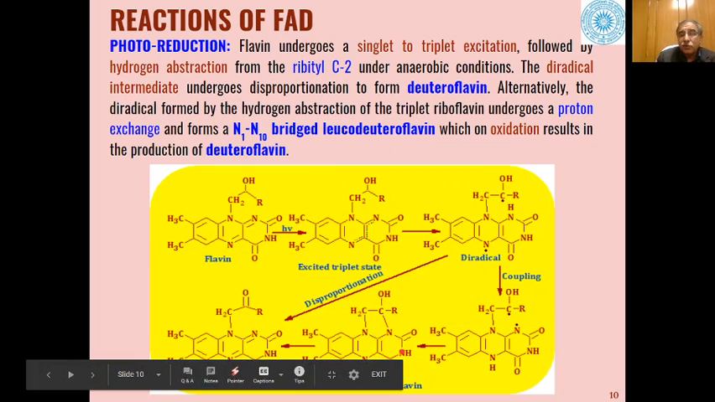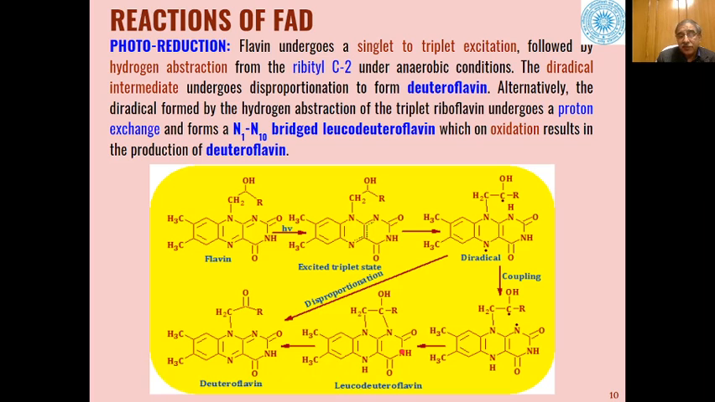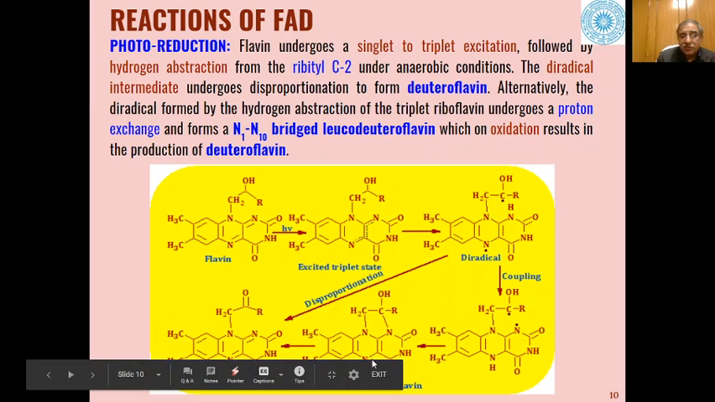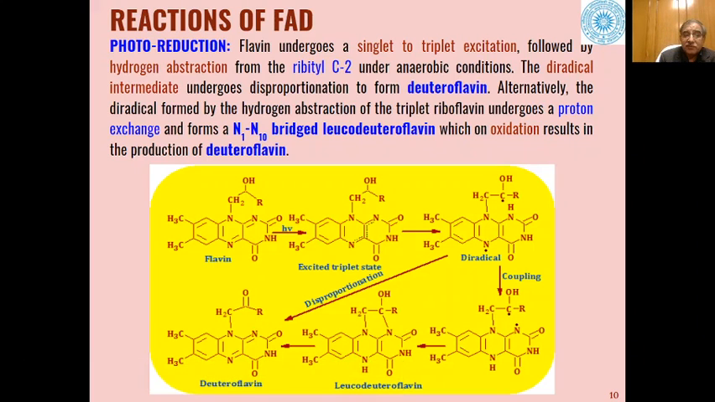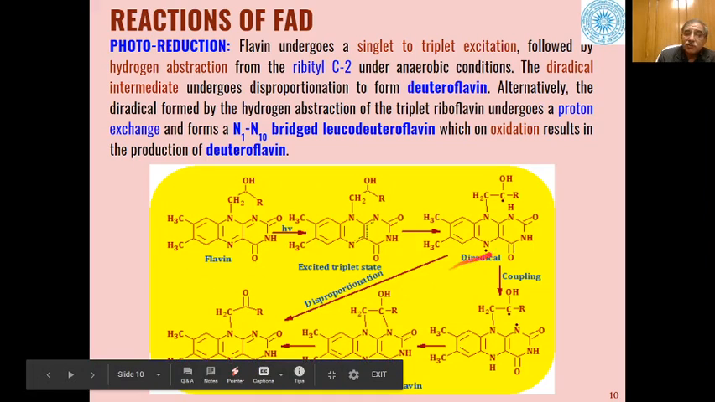And this leukodeuteroflavin can be oxidized at this position to give us these types of ketones as the product with the breaking of this carbon nitrogen bond, and we will get the deuteroflavins as the final product. And these deuteroflavins, they can also be formed directly from this diradical by disproportionation method.